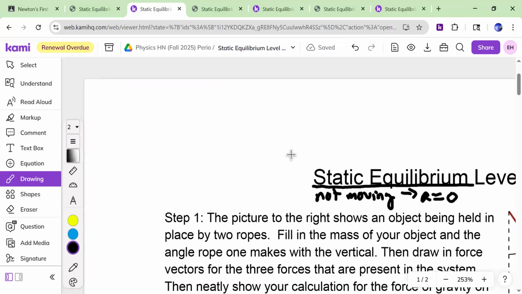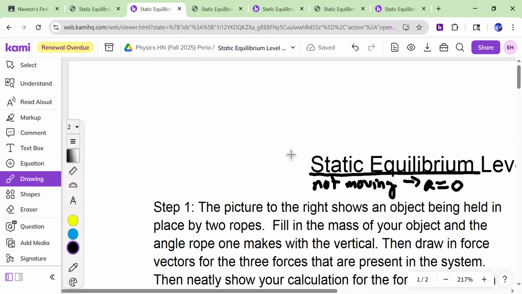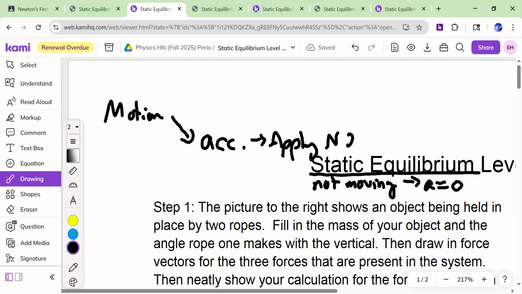Now, one of the things we're going to do is we're going to apply all of motion into one of two categories. Write this down, please. All of motion falls into one of two categories. If you are accelerating, then you will apply Newton's second law of motion. And I'll show you how to do that next week. We're not ready for that just yet. But that happens if you are accelerating. That means if you're changing your velocity.